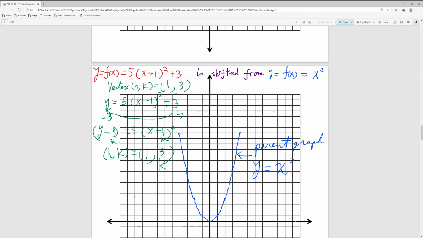Now, let's graph the red color function. Your h, k is 1, 3.